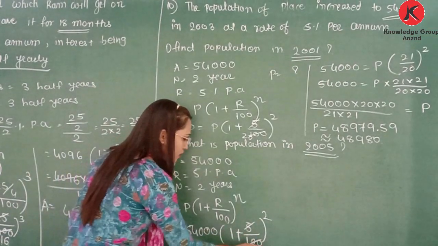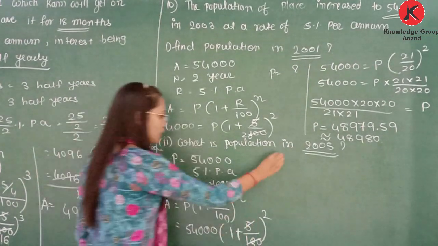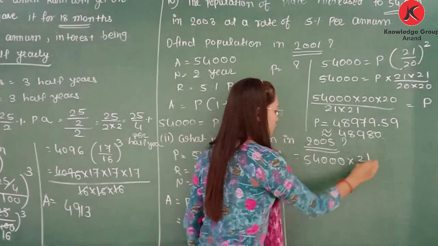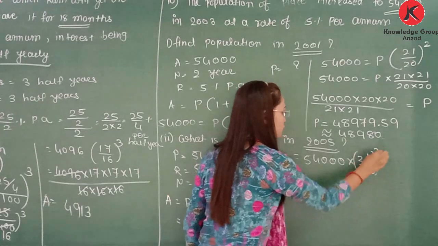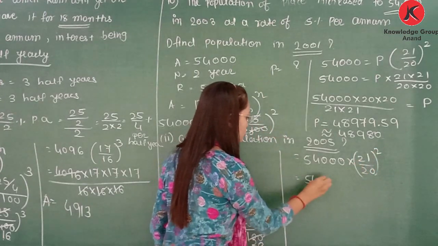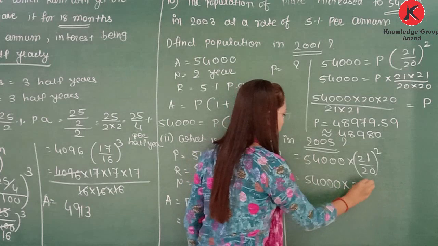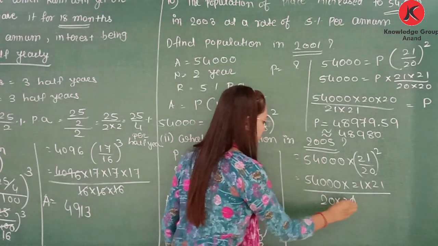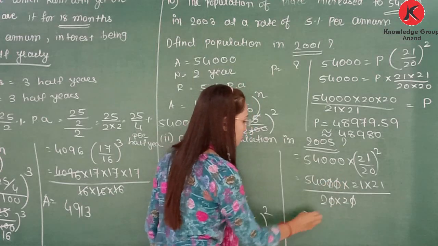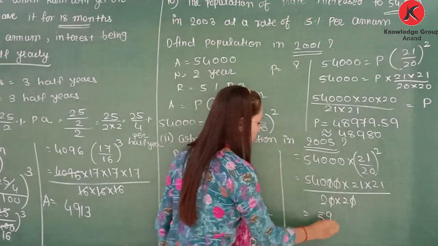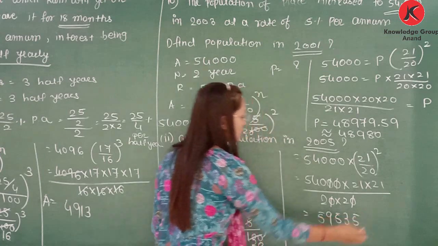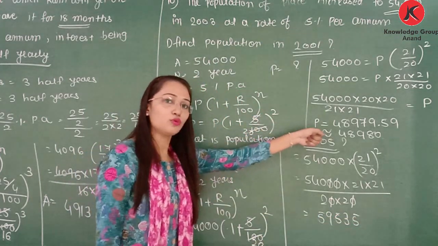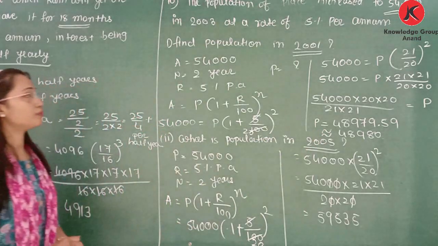We can cancel this one. So 20 ones are 20 plus 1, 21, raised to 2. So it is 5400 multiply 21 multiply 21 divide 20 20. So if you solve this you will get 59535. So this is the increase after 2 years, and this is the value before increase. So this way you can solve the example 10.